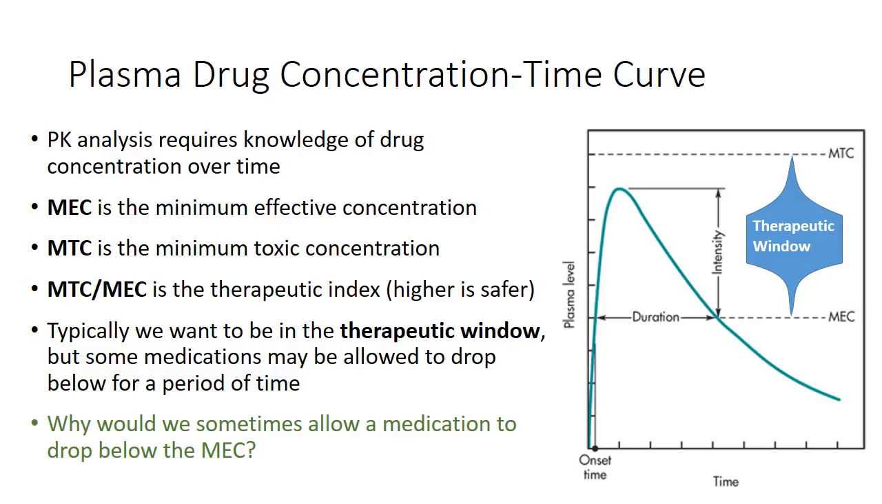There are other examples with antibiotics where it's been proven that it's more important to achieve a high peak concentration than it is to achieve a long duration above the minimum effective concentration. So it's a time versus peak concentration that's important. And so it all depends on the drug. Okay, so sometimes we might not have to stay above the MEC all the time.